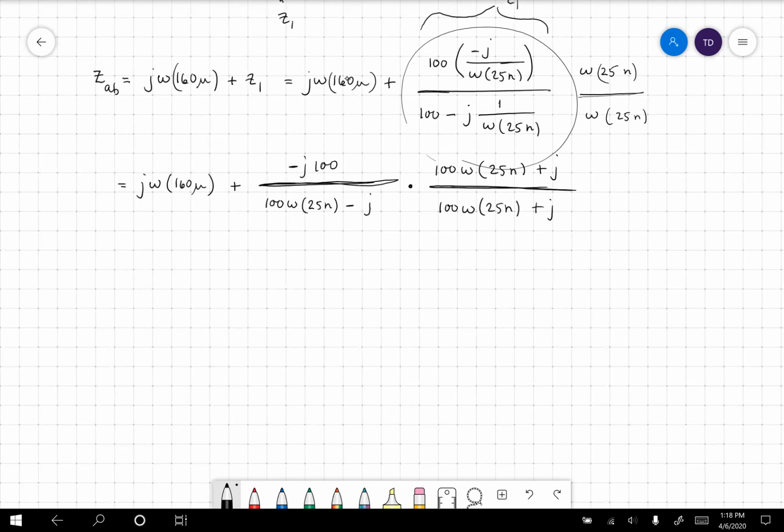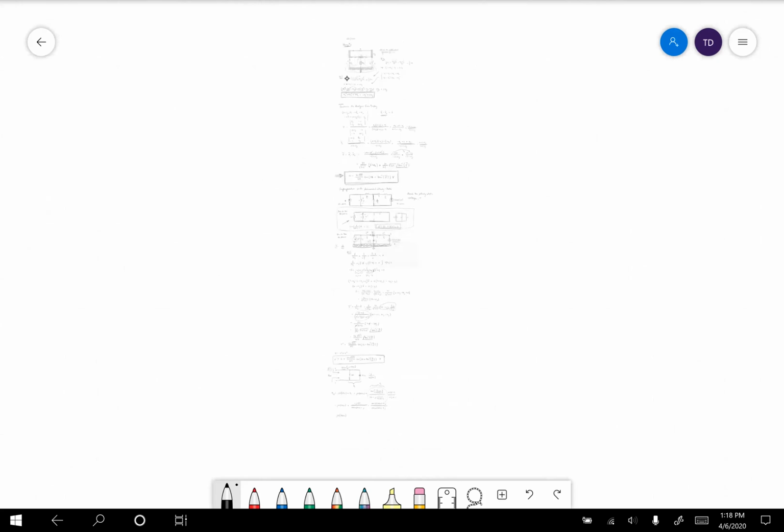This is J omega 160 micro. Notice that's just going to sit around for a while still. And now we have to multiply the numerators.